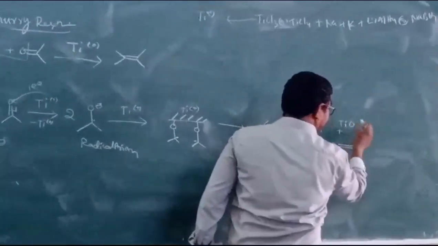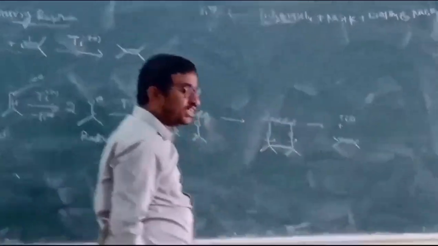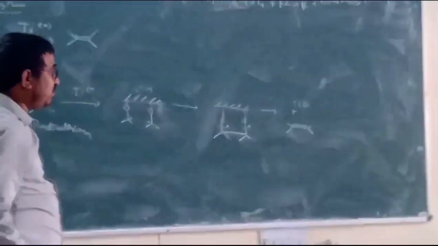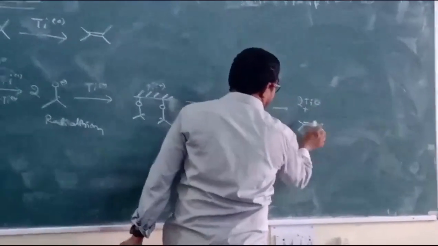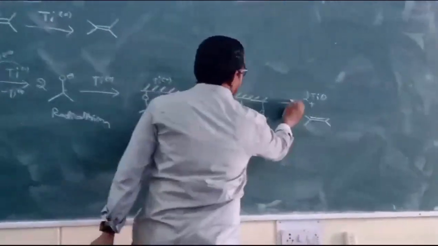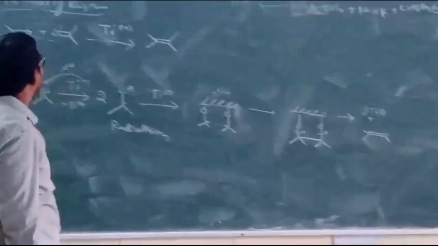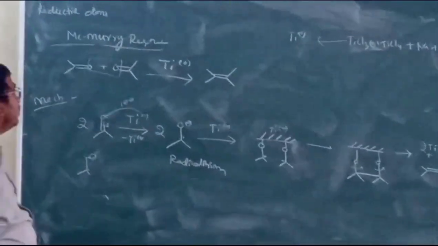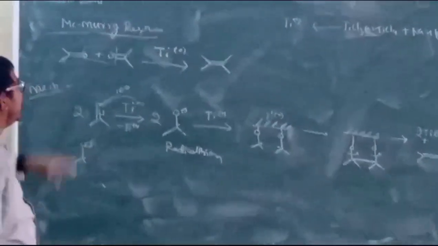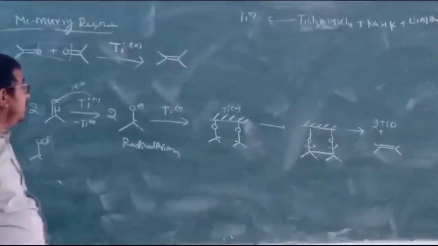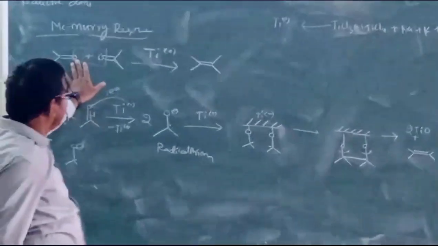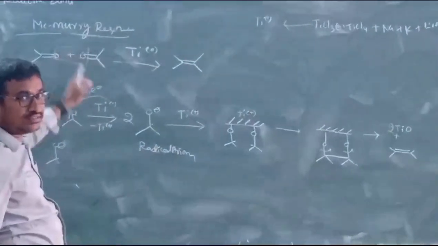Titanium oxide is the product. This is the formation. 2 moles of titanium oxide are formed, and carbonyl compounds are in the product. This is the reductive coupling of the oxidative derivative of carbon. Simply just remove oxygen and join the bonds.